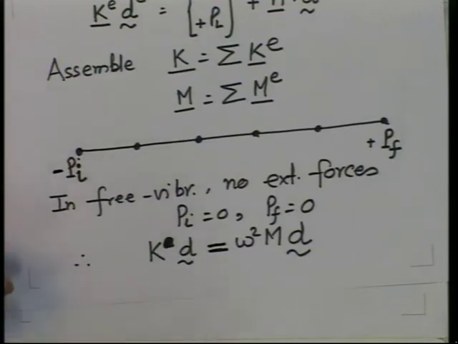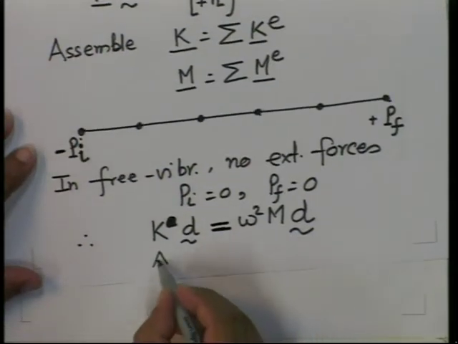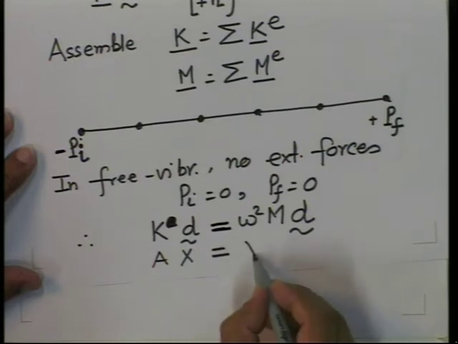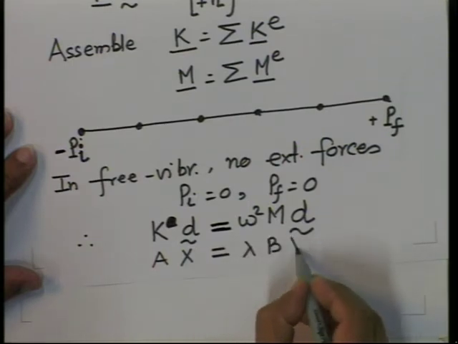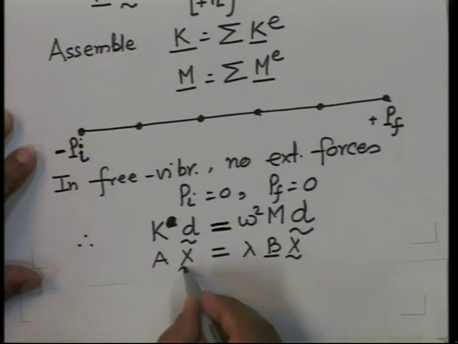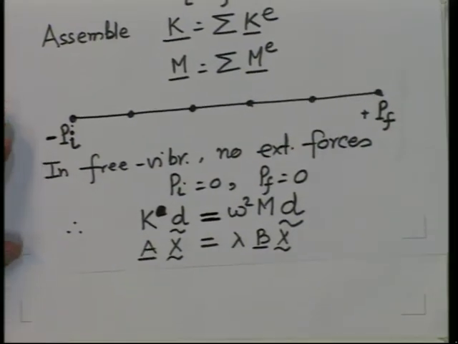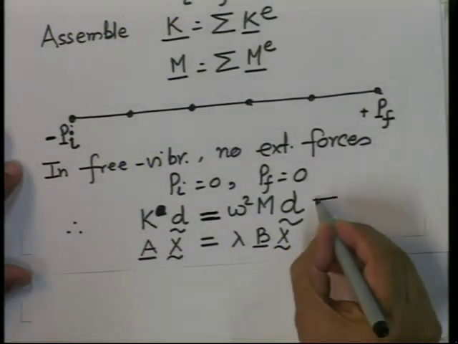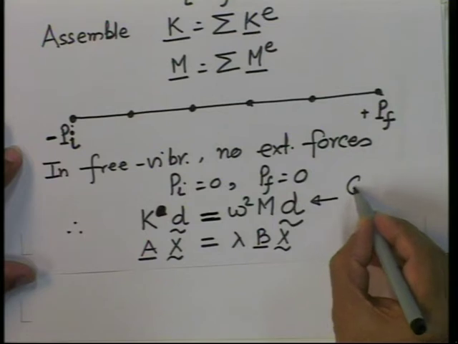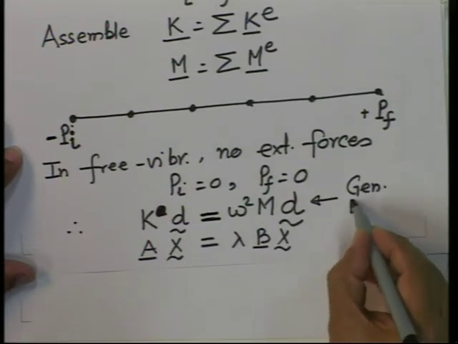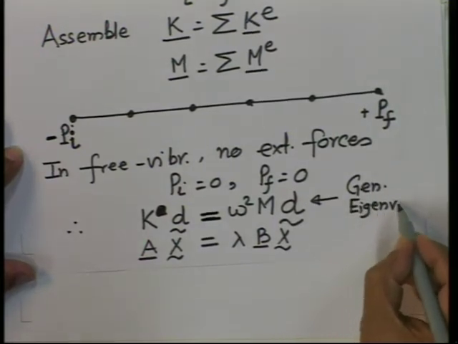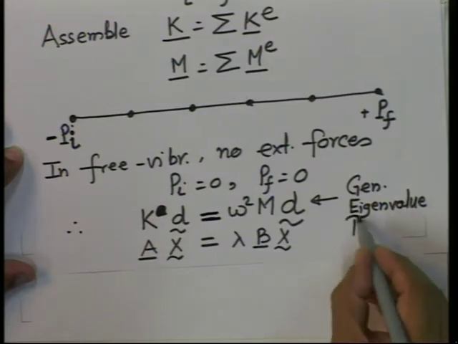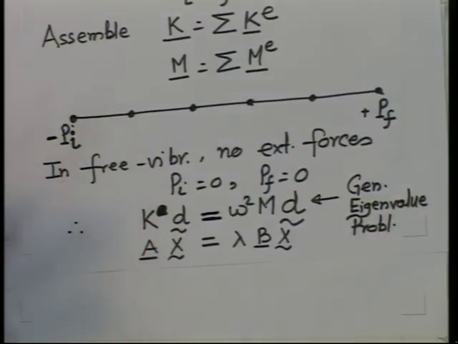This is a generalized eigenvalue problem, like A x equal to lambda B x. If you see any book on eigenvalues, A x equal to lambda B x is a generalized algebraic eigenvalue problem. And we will have to solve it for various omegas, and there are a number of methods.